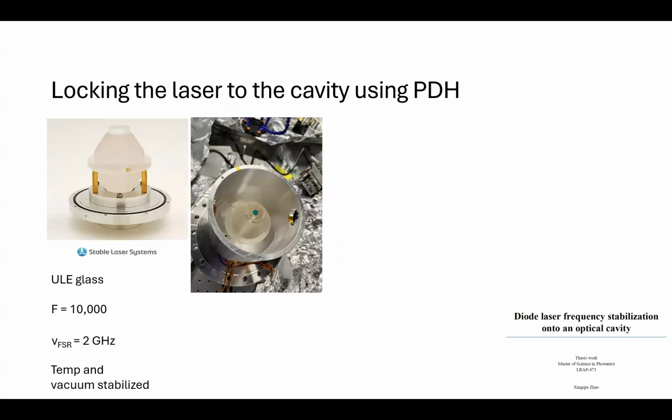This is an ultra-low expansion glass cavity that we have with a finesse of 10,000. And this is temperature and vacuum stabilized. So we put it in a vacuum chamber and then we stabilize it such that it doesn't drift at all. So when we pass light through this cavity, we actually lock to this cavity.